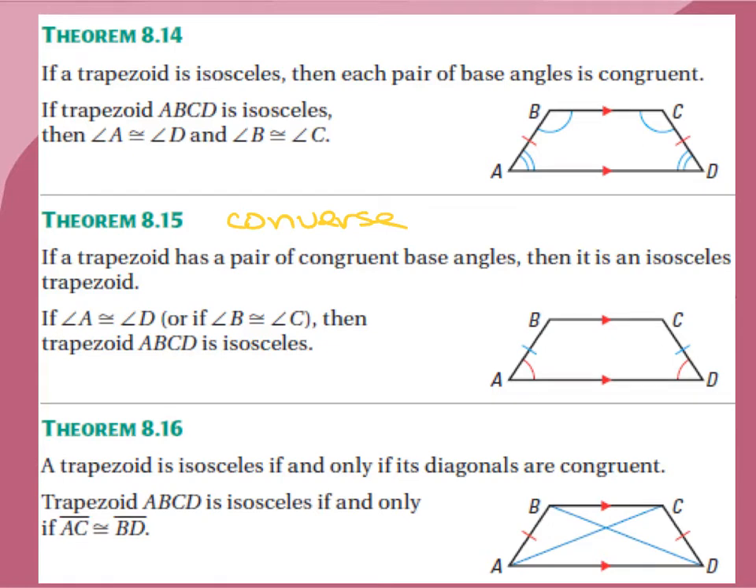All right, so 8-16 says that a trapezoid is isosceles if and only if its diagonals are congruent. So remember, this is that biconditional. So we could read this either way. We could also say if a trapezoid's diagonals are congruent, then the trapezoid is isosceles. We could flip the order here because of the if and only if.